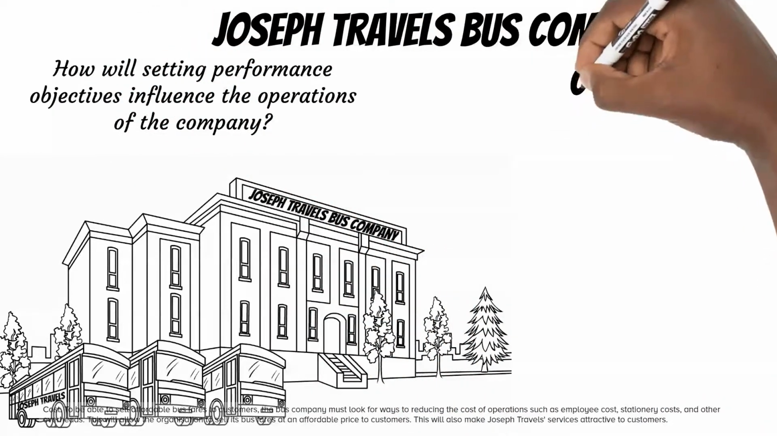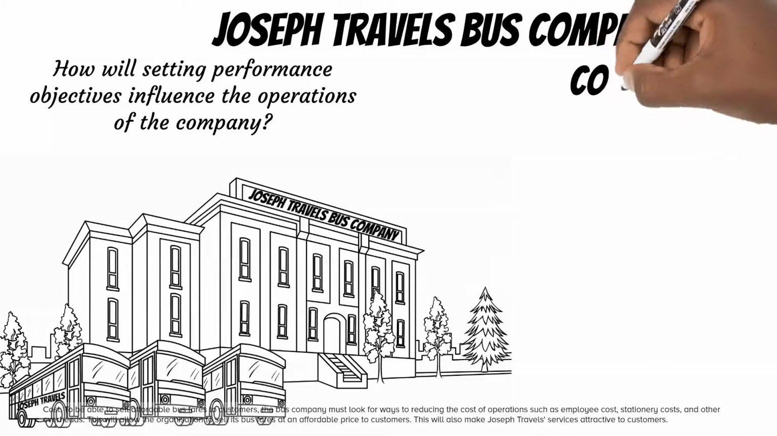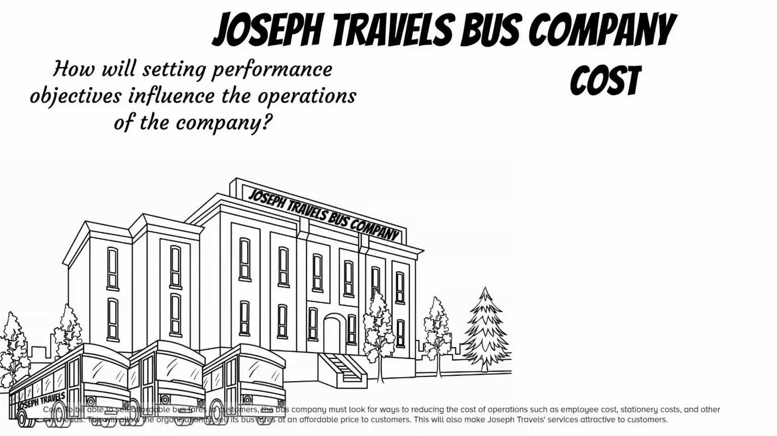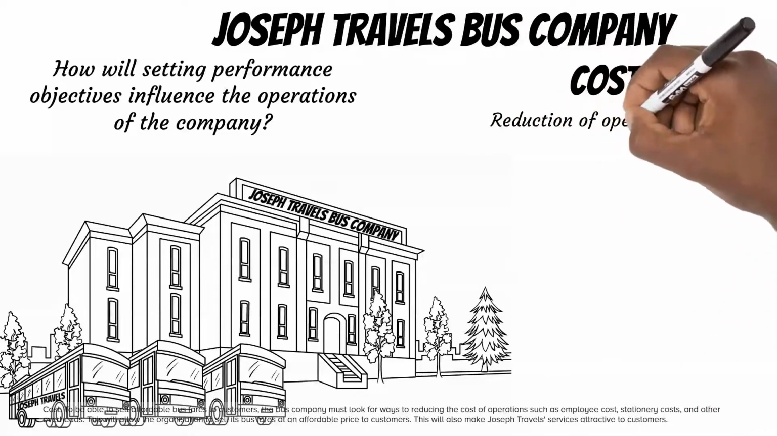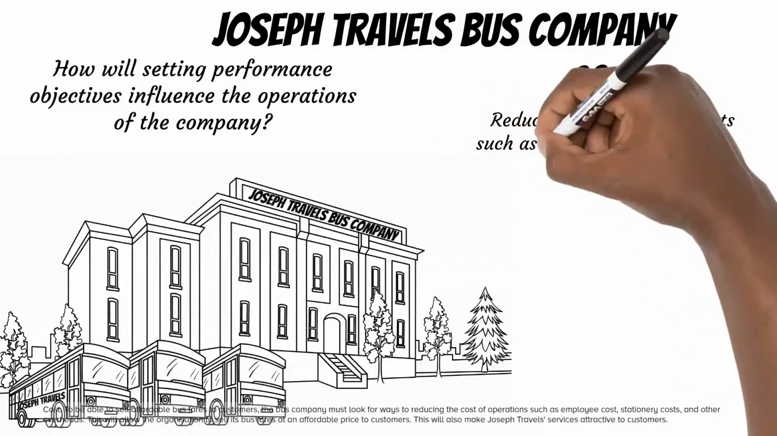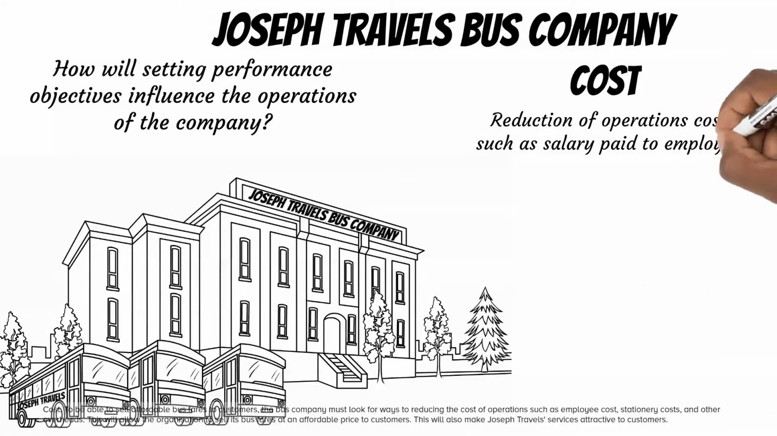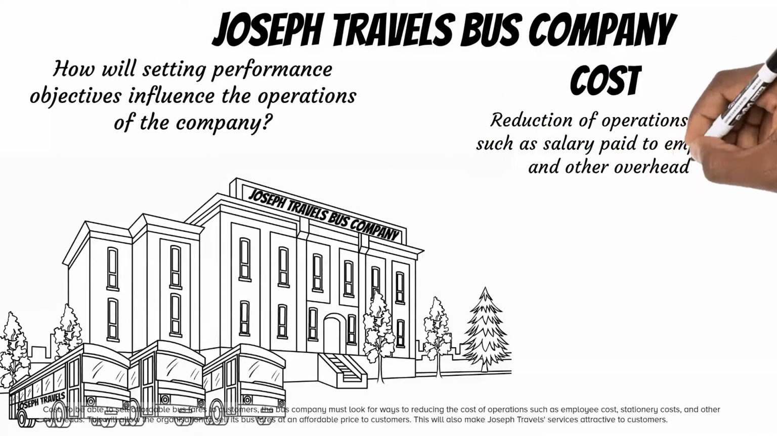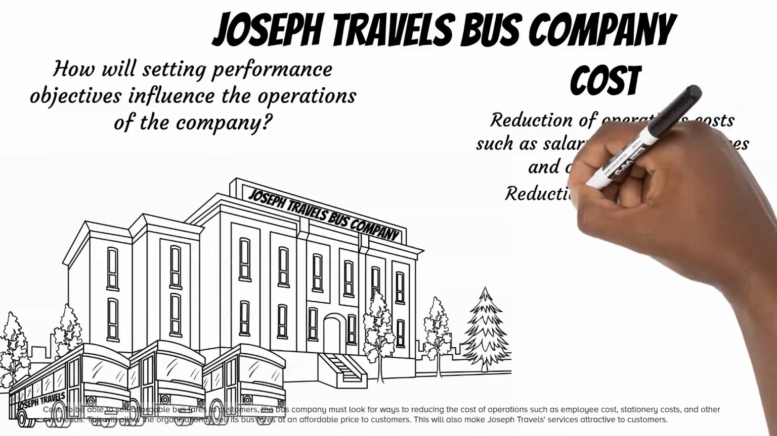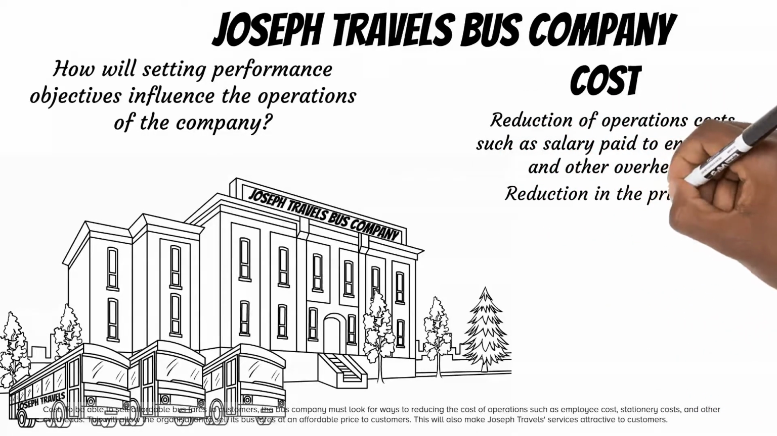Cost. To be able to sell affordable bus fares to customers, the bus company must look for ways of reducing the cost of operations such as employee cost, stationery costs, and other overheads. This will allow the organization to sell its bus fares at an affordable price to customers. This will also make Joseph Travels services attractive to customers.